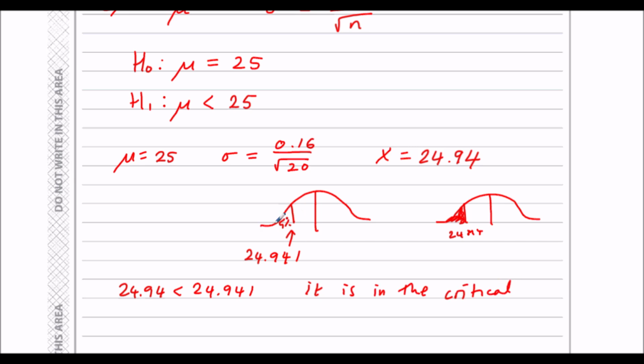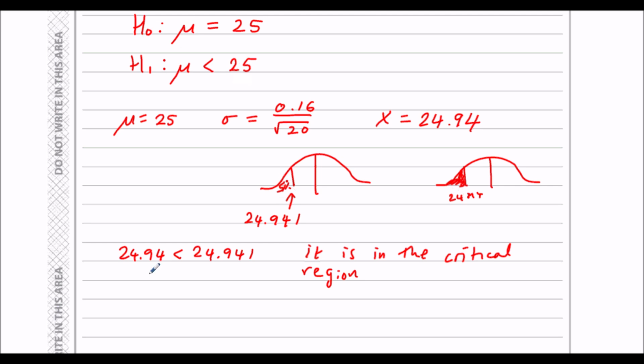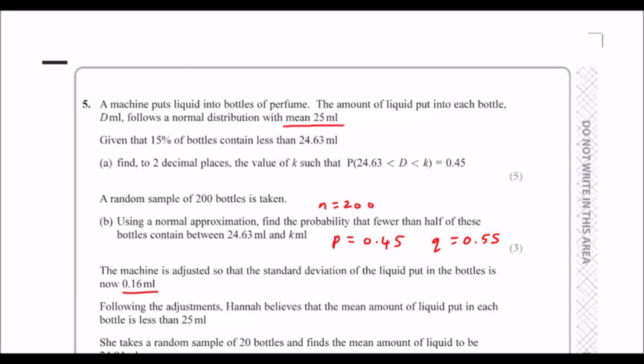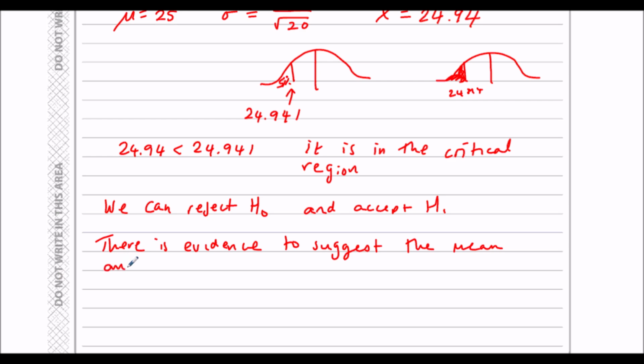It's in the 5% of most unlikely. So it's in the 5%. It's not in the 95%. So we can reject the null hypothesis and accept H1. So we can say there is evidence to suggest the mean amount of liquid in a bottle is now less than 25 milliliters.